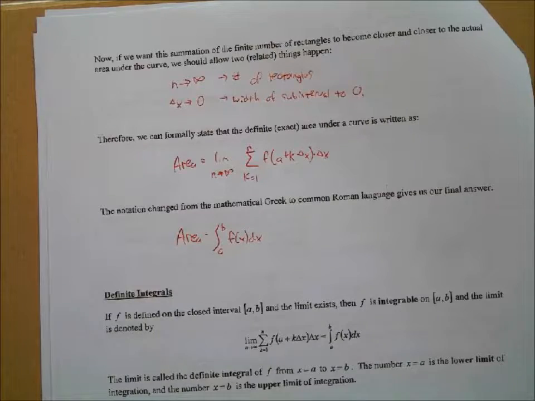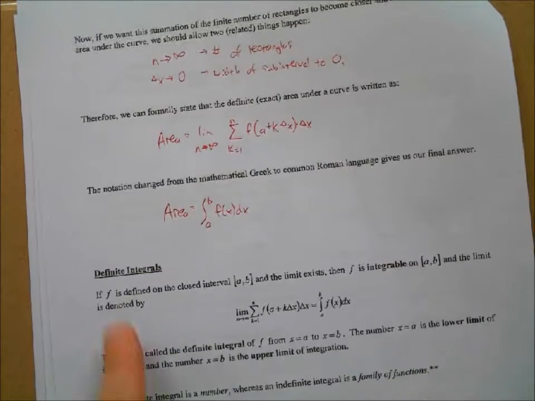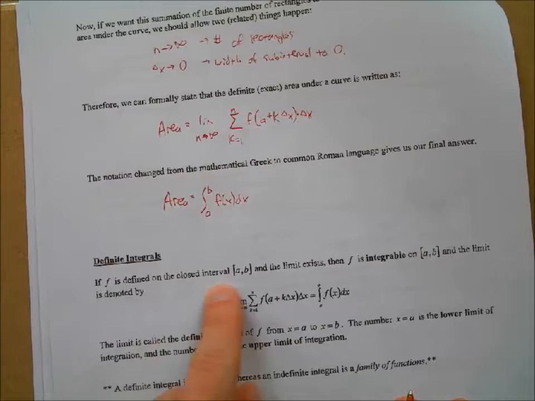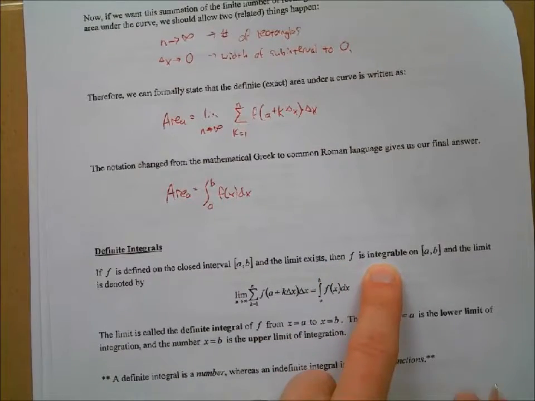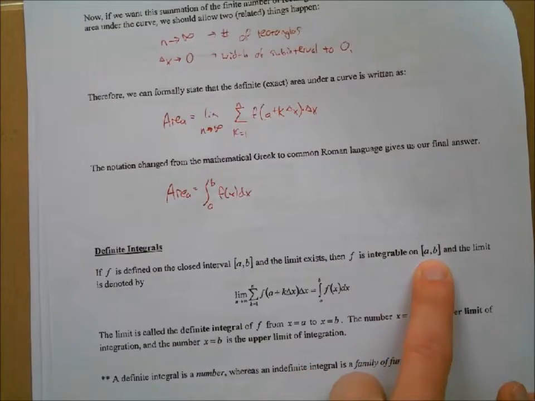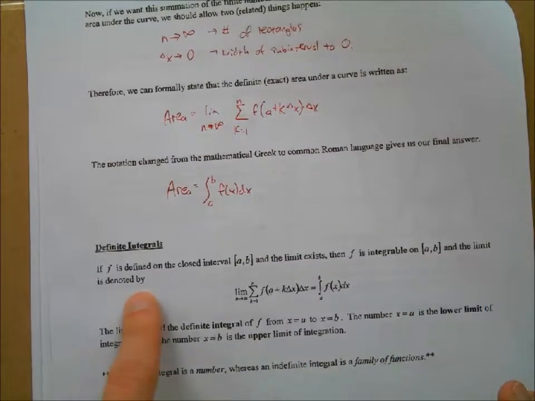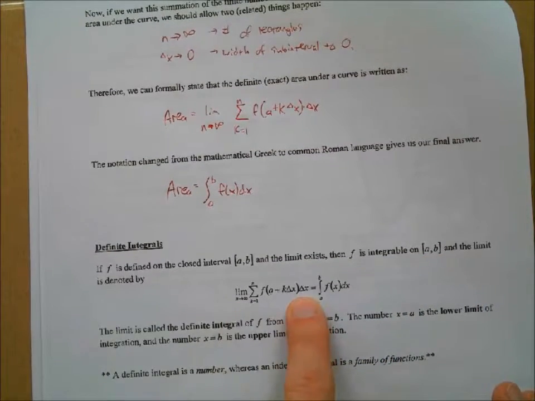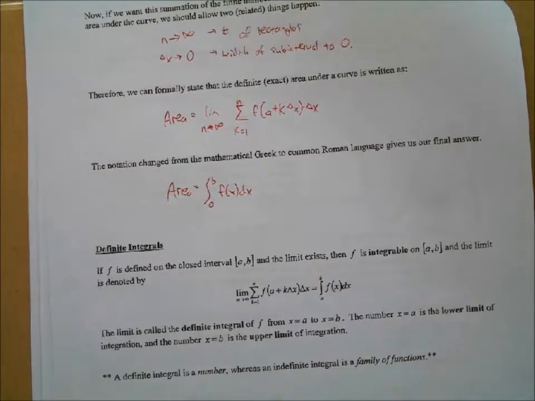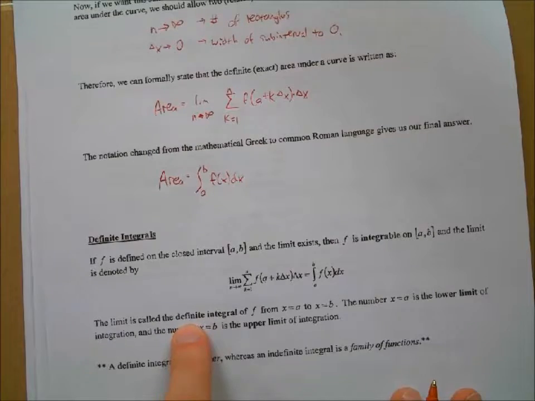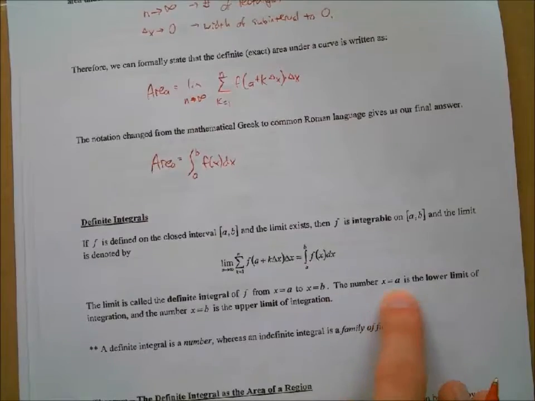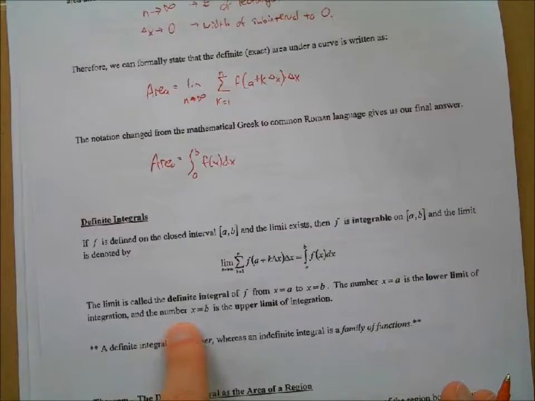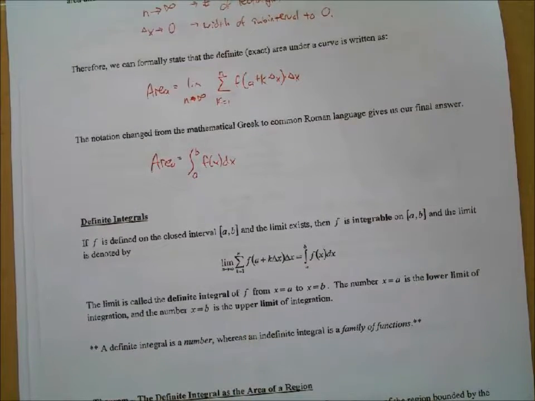So this is known as a definite integral. If f is defined on the closed interval [a, b] and the limit exists, then f is integrable, that means able to be integrated, on the interval [a, b], and the limit is denoted by this, which is the same thing as saying the integral from a to b of f of x dx. The limit is called the definite integral of f from x equals a to x equals b. The number x equals a is the lower limit of integration, and the number x equals b is the upper limit of integration.